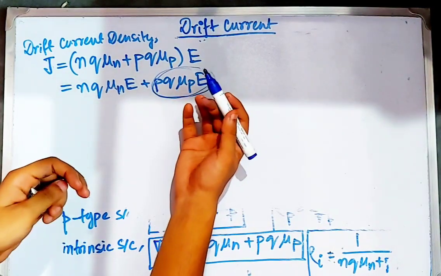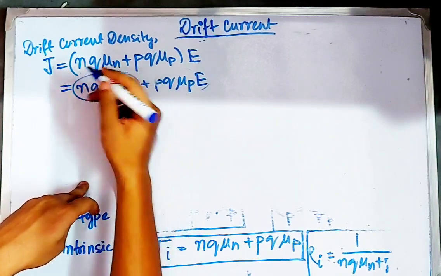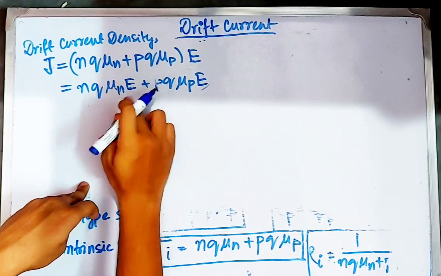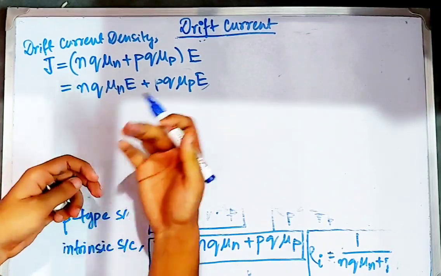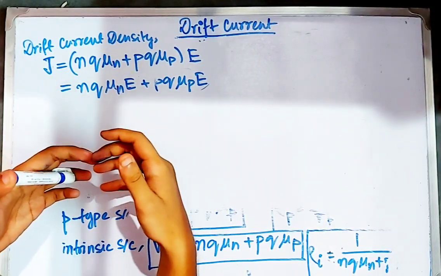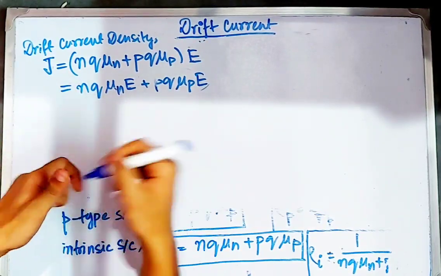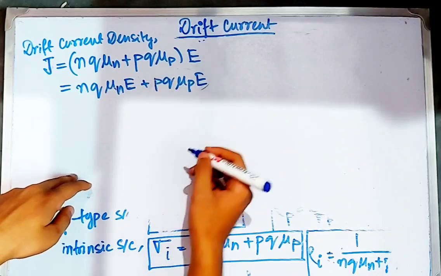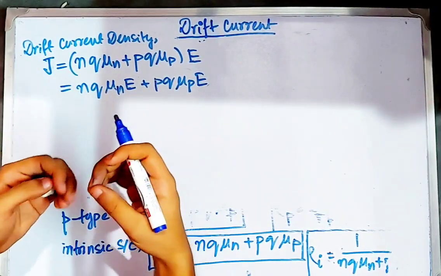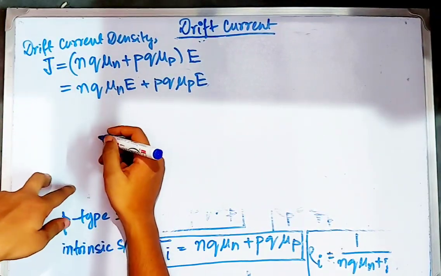And if we consider the p-type material, then we need to reject this part. But in case of intrinsic type semiconductor, we need to consider both of them, because in intrinsic type semiconductor there are two types of charge carriers present, more or less in the same proportion. So that is why we are dealing with the intrinsic type semiconductor, because this is the generalized case for both of the semiconductors.